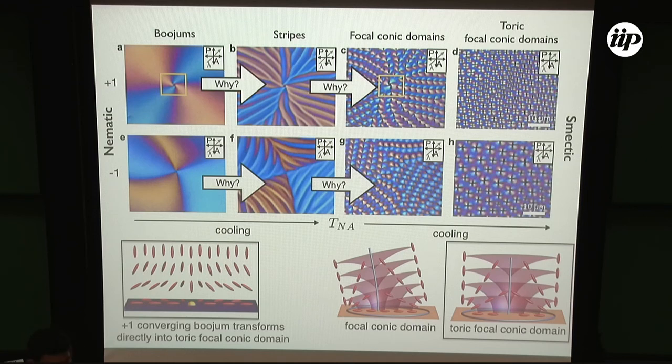Not by this method of microscopy. Maybe Yvonne Smolyuk's group, maybe Haley Sohn could do that with some fancy technique, but this kind of microscopy does not distinguish between converging and diverging. However, because only one type turns into the toric focal conic domain, afterwards we know which ones are converging.